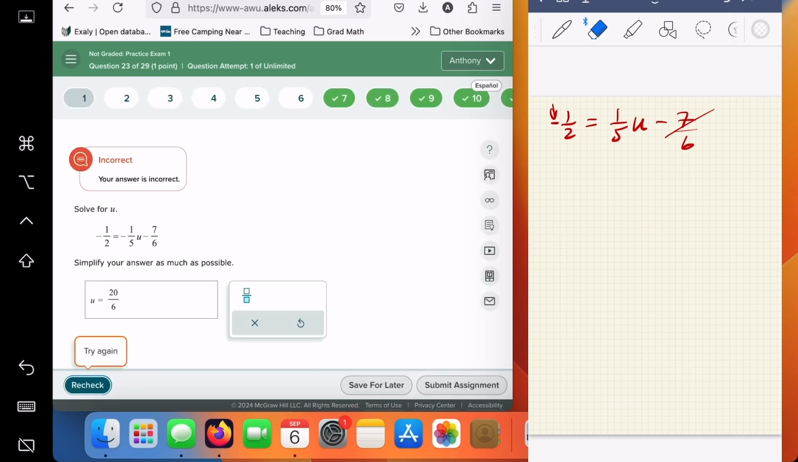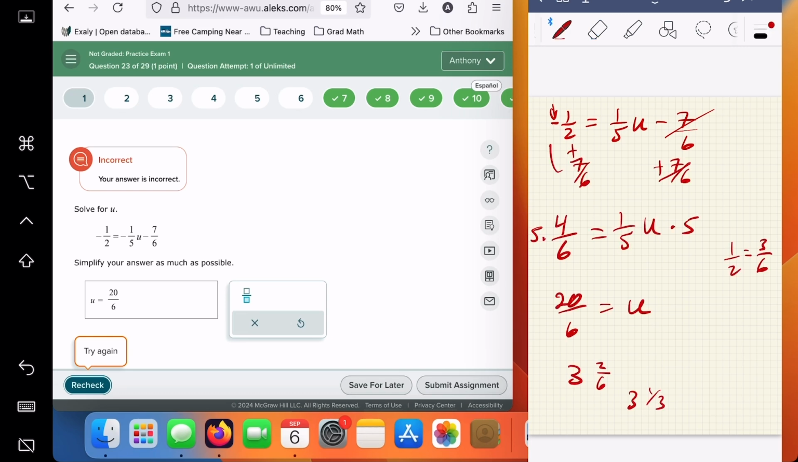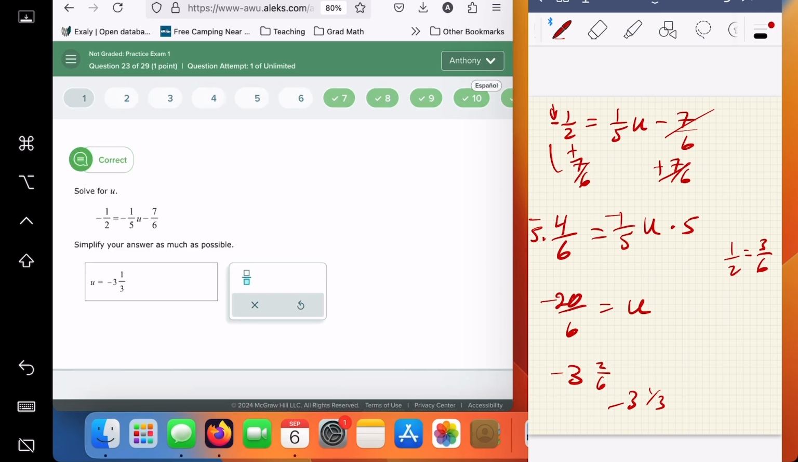Some mistakes here. First off, did I copy down correctly? No, I didn't. This was a negative. Now I regret erasing everything. Let's put it back. So that's a negative, which means that's a negative, which means that's a negative. Okay, cool. So let's fix this. We should have negative 3 and 1/3. There we go. Let's try that. Great.